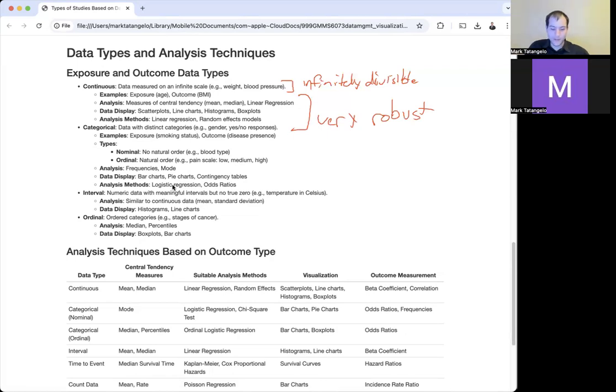The different kinds of categorical data, there's nominal, which has no natural order, and then there's ordinal, which has a natural order. You can use frequencies or mode to look at categorical data, and you can display categorical data using pie charts, bar charts, and contingency tables. We're not going to use pie charts in this class because pie charts are really not an optimal way to display data. You generally want to be using bar charts instead. And the analysis methods here, you can use logistic regressions, you can use odds ratios.